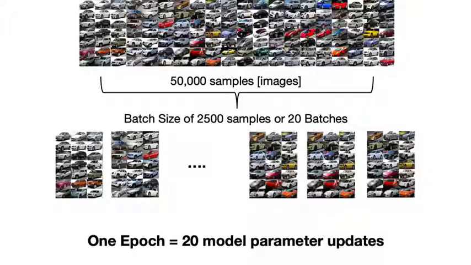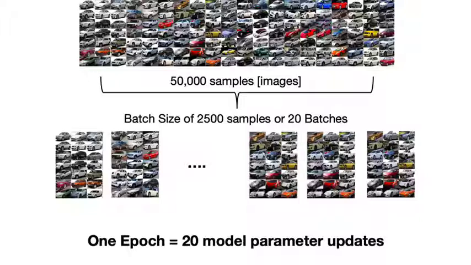So if you had 50,000 samples and a batch size of 2,500, one epoch will give you 20 opportunities to update the weights or the parameters of the network. Why 20? Because you are dealing with 2,500 images at a time when you do the forward pass, and it's during the backward pass, or the backward iteration, that you actually do the parameter update.